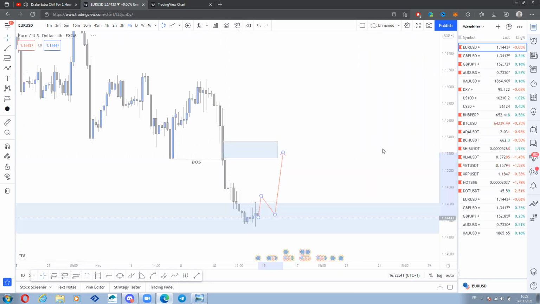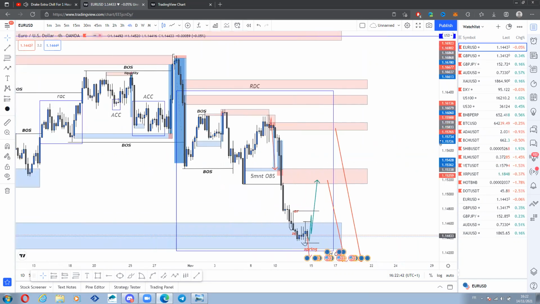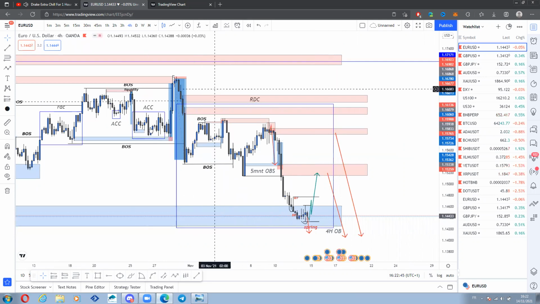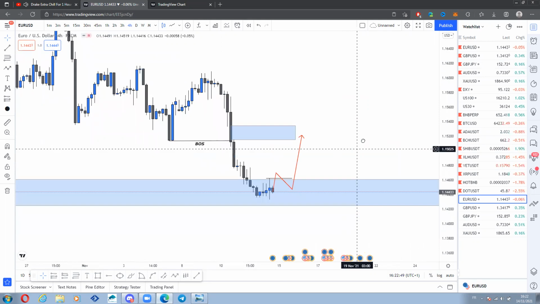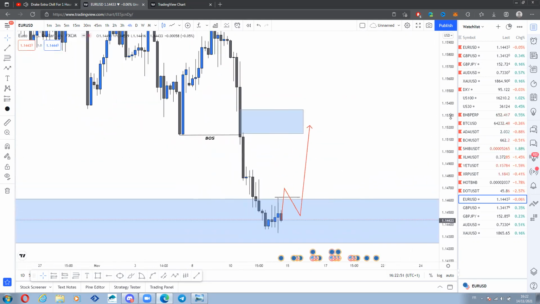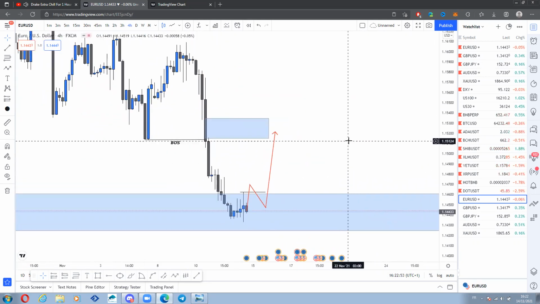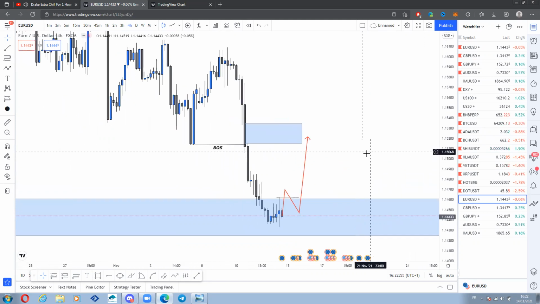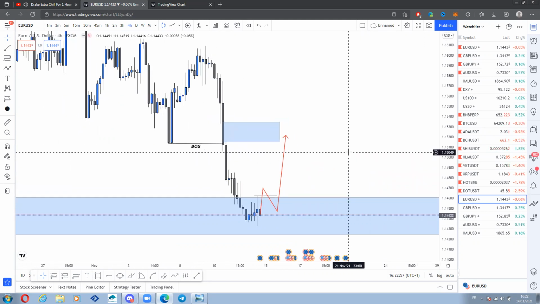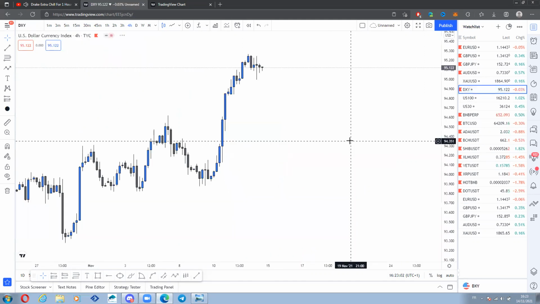Because if I open the real analysis, you can see there are a lot of lines, a lot of boxes and all that stuff. So what I did is I made another pair with a simple analysis, so you can try to understand it and read it. We're going to start the weekly look by looking at the DXY, which is the dollar index.